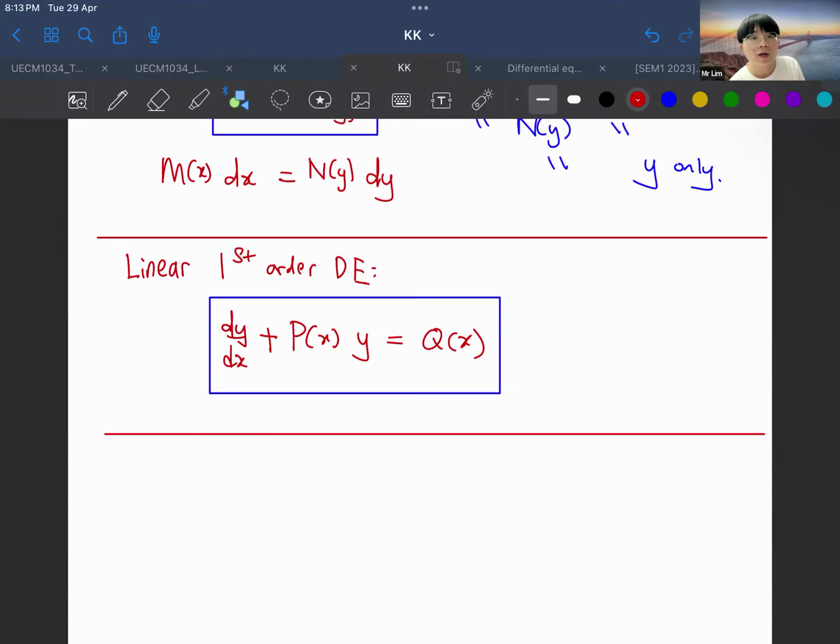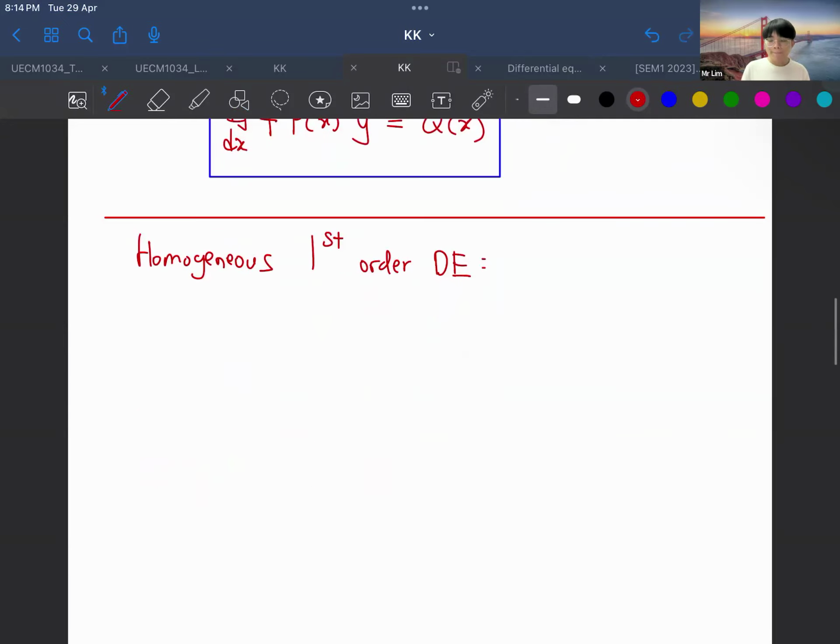So we may proceed to the new thing, which is new to you, called the homogeneous first order DE. Please write the full name. We are going to see how to define an equation, a DE, that is homogeneous.